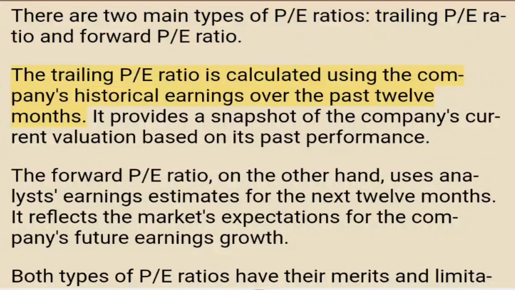The trailing P/E ratio is calculated using the company's historical earnings over the past 12 months. It provides a snapshot of the company's current valuation based on its past performance. The forward P/E ratio, on the other hand, uses analysts' earnings estimates for the next 12 months. It reflects the market's expectations for the company's future earnings growth.